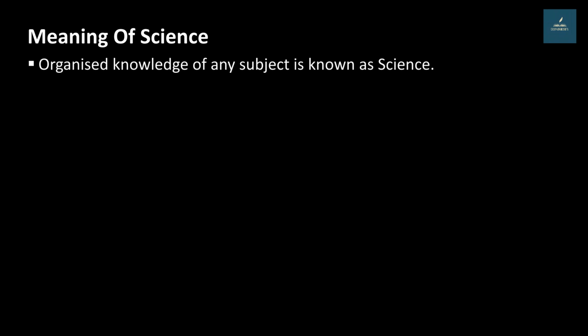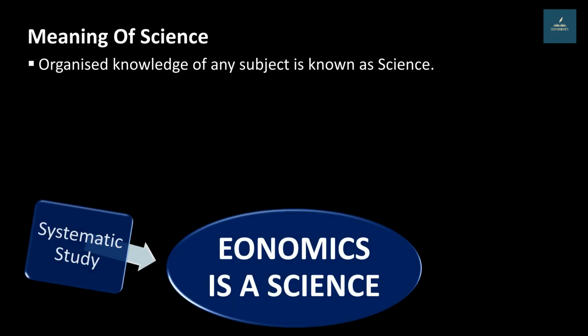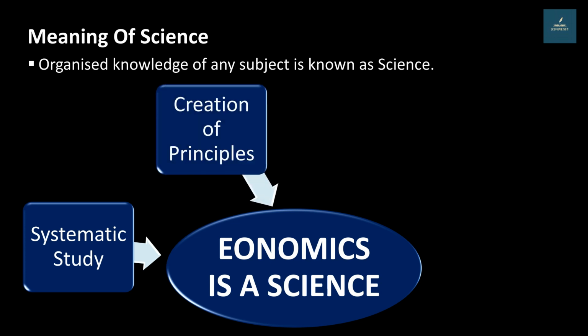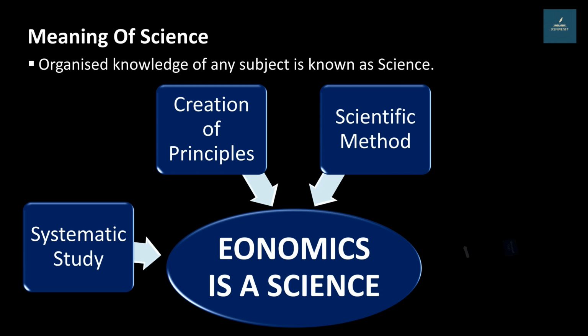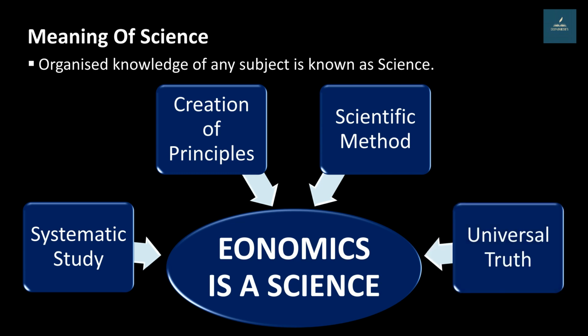Organized knowledge of any subject is known as science. Now, you guys would think how economics is a science. Let me give you some points which will definitely favor it. The first is systematic study, second is creation of principles, third is scientific method, and the fourth is universal truth.